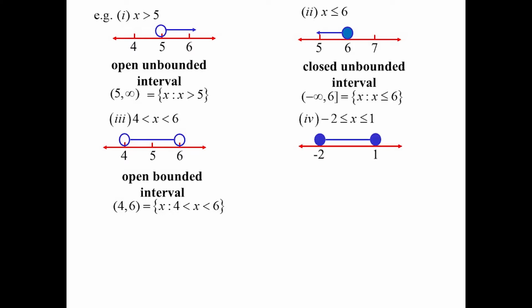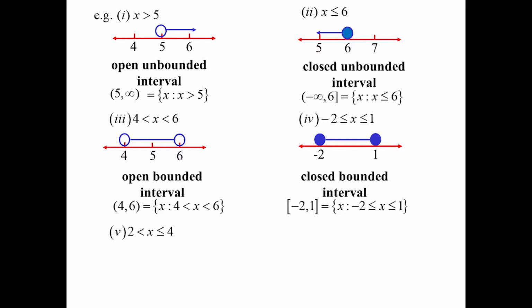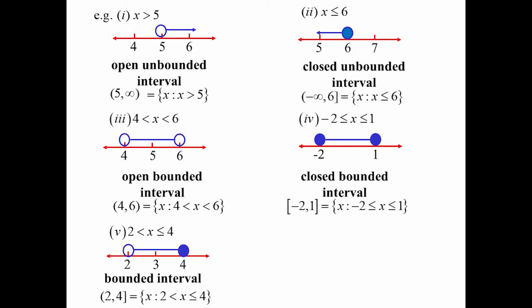And here, that one's a closed bounded interval, and we'd have square brackets at the end of each one of those. So one included, one not included. So that's just a bounded interval. And then you might have one where there's 2 sections on there.